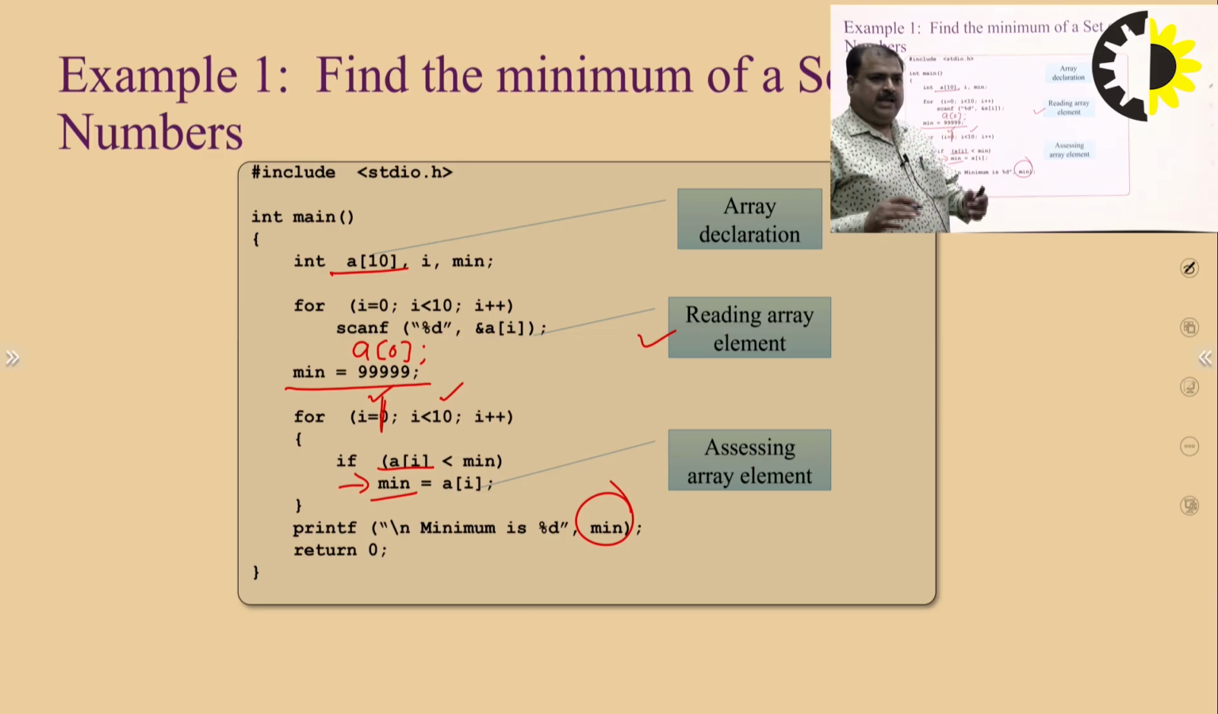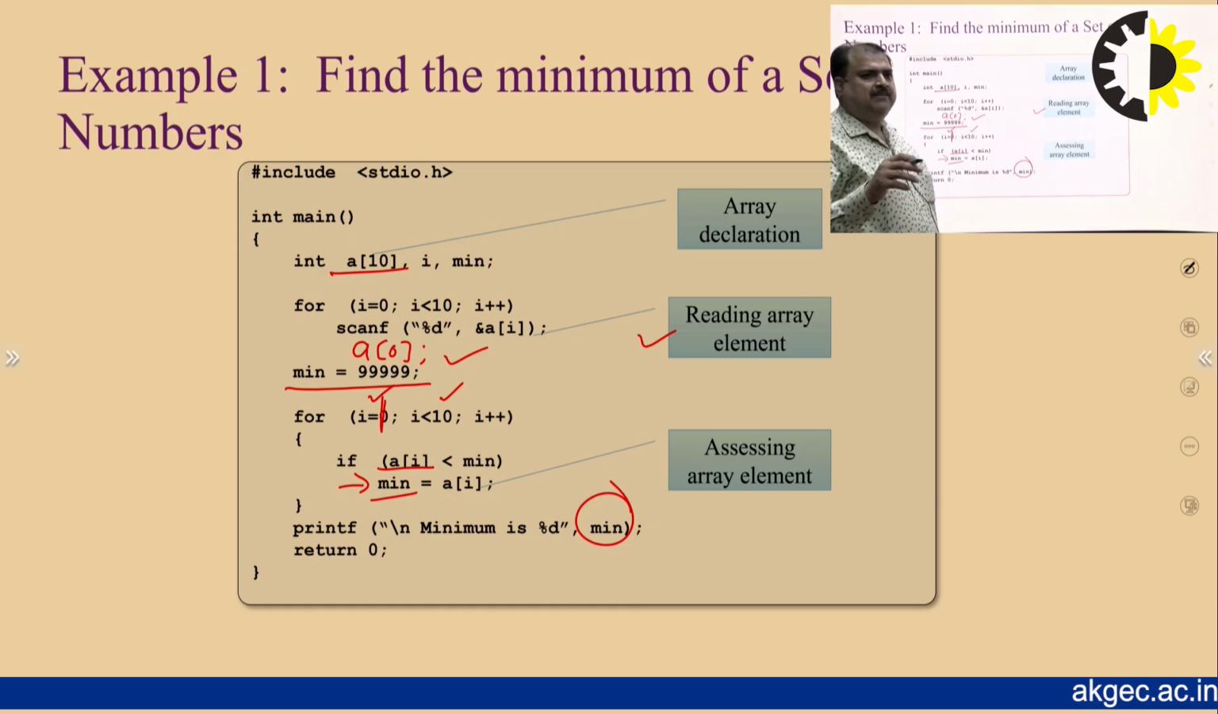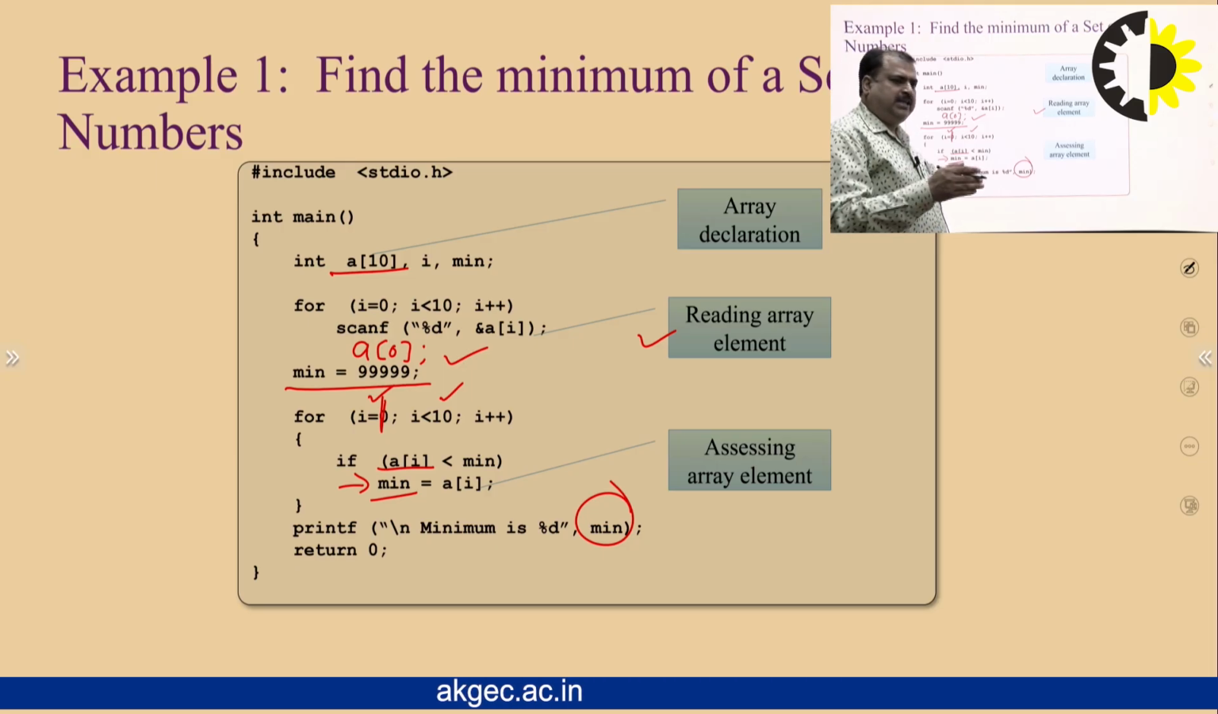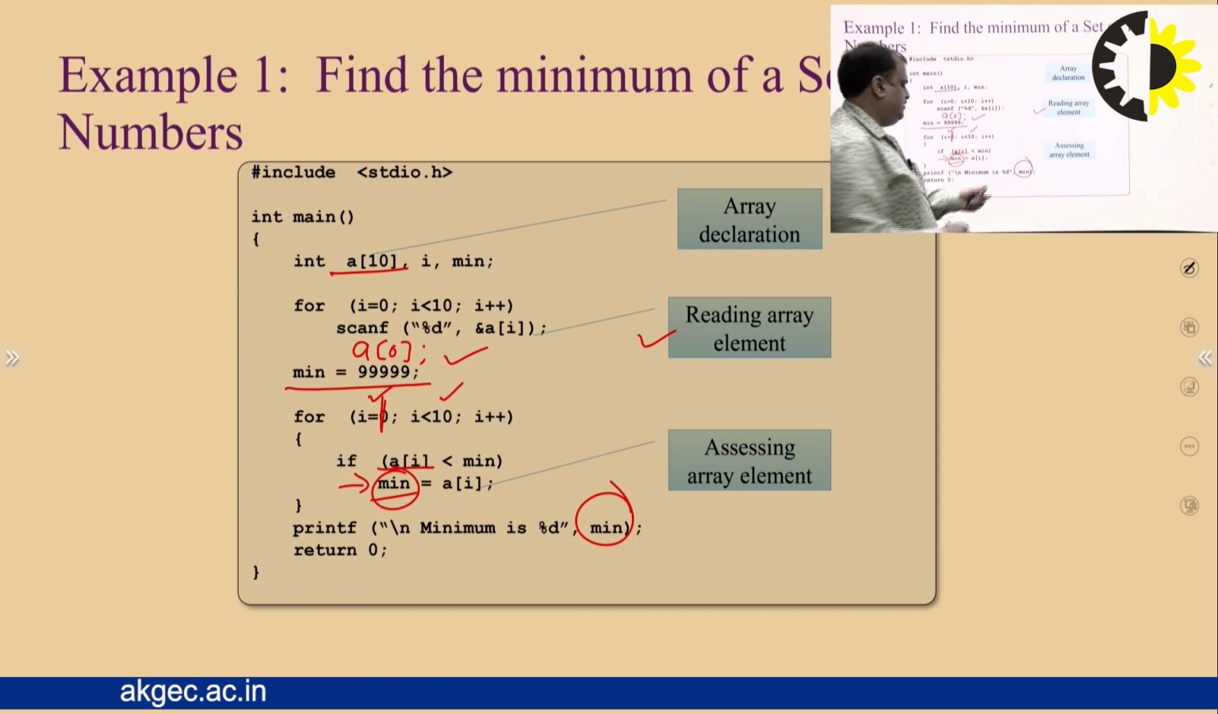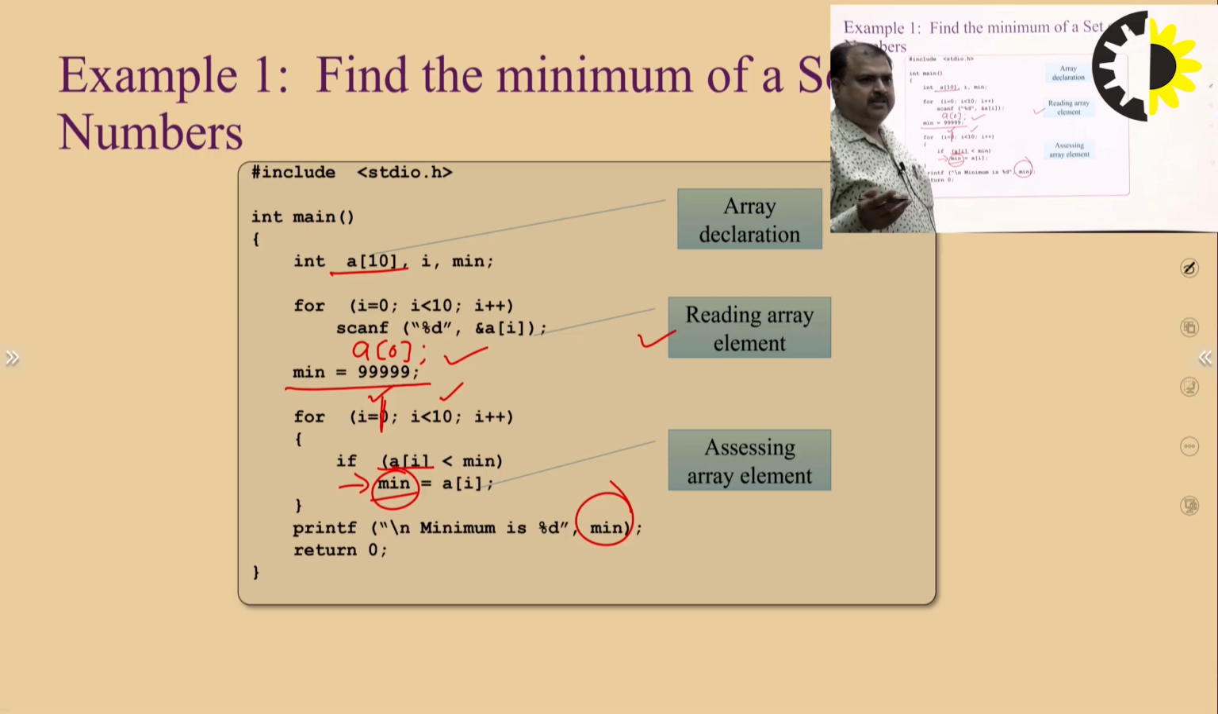So we let the first element be the minimum element that we have taken here, and after that we are comparing it with each element of the array, and if we find any element smaller than that, we store that in min, and finally we print the min. So that is another way of doing this. Such kinds of algorithms we have discussed in the problem solving lecture.